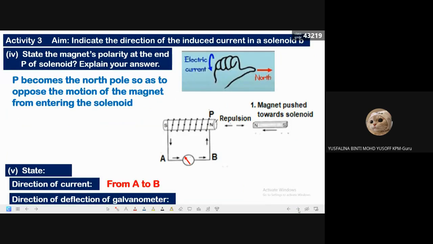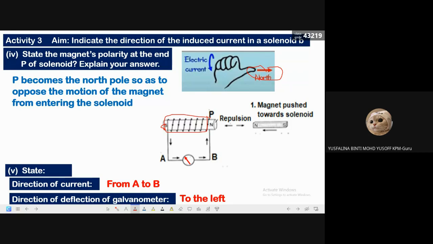The next part is to indicate the direction of the induced current. This one we already discussed, right? How to find which part is north and which part is south. You just see this direction, so it goes downward. Your right hand, four fingers going downward, and your thumb will show the north side. So your north is on your right, and this one should be south.